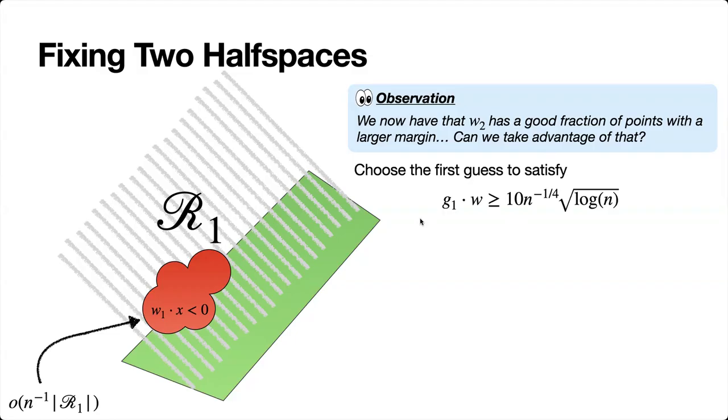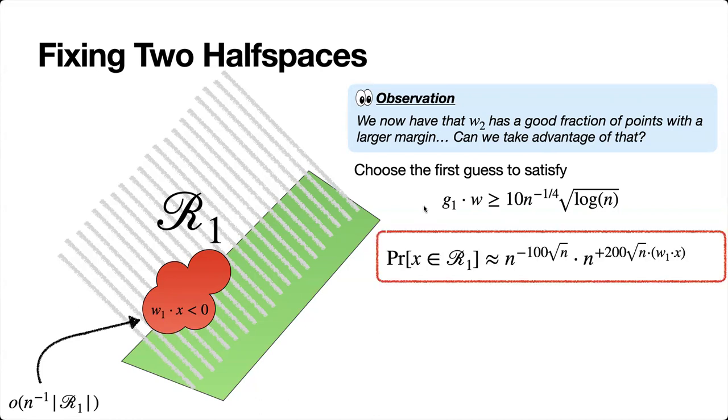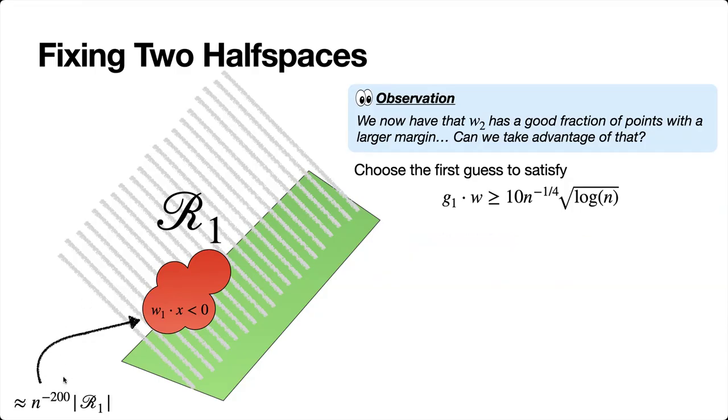Okay, and so now what's going to happen? We can take our formula from before, and we get some extra constants up top. And now the points that had margin 1 over root n with respect to W1 are going to be n to the 200 times more likely to lie in the region. So this error region is not going to be 1 over n smaller. It's actually going to be n to the minus 200 smaller, just by virtue of the fact that we spent a little bit more effort in finding a good guess.